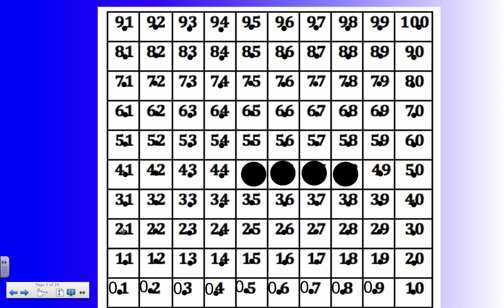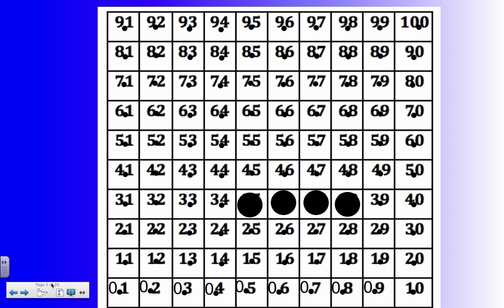So first thing we want to do is understand some of the patterns. Any row, as they go across, it increases by 1/10. So this is 4 and 1/10, 4 and 2/10, 4 and 3/10, 4 and 4/10. So then this one's going to be 4 and 5/10. Next one's 4 and 6/10. Next one's 4 and 7/10, and finally 4 and 8/10.